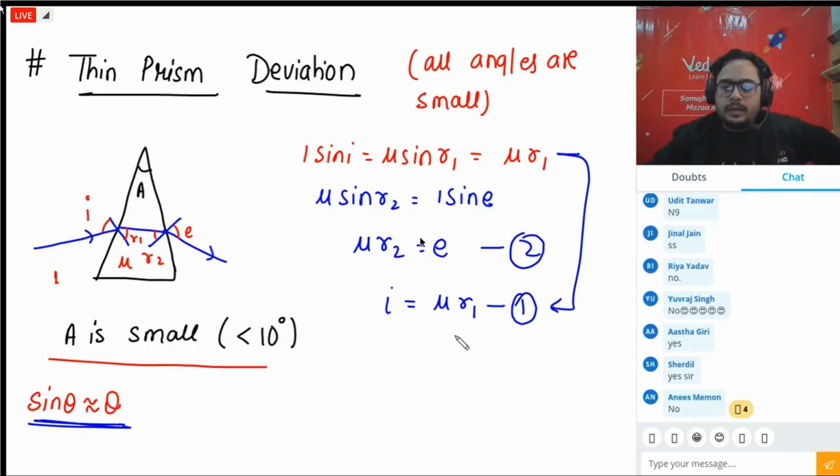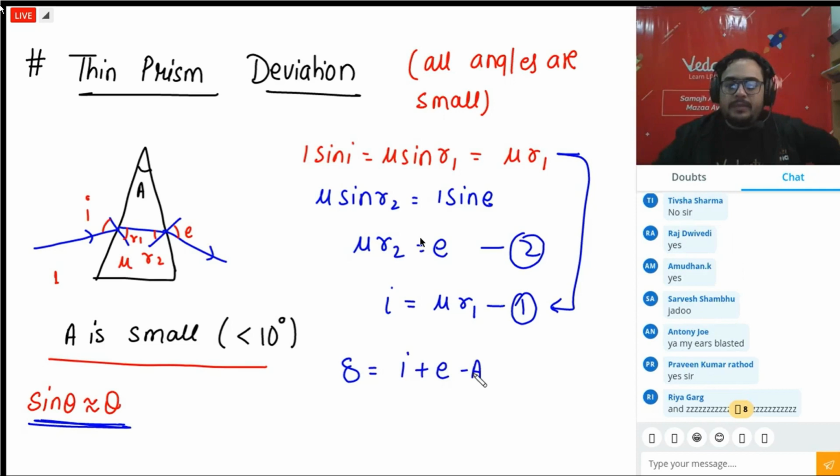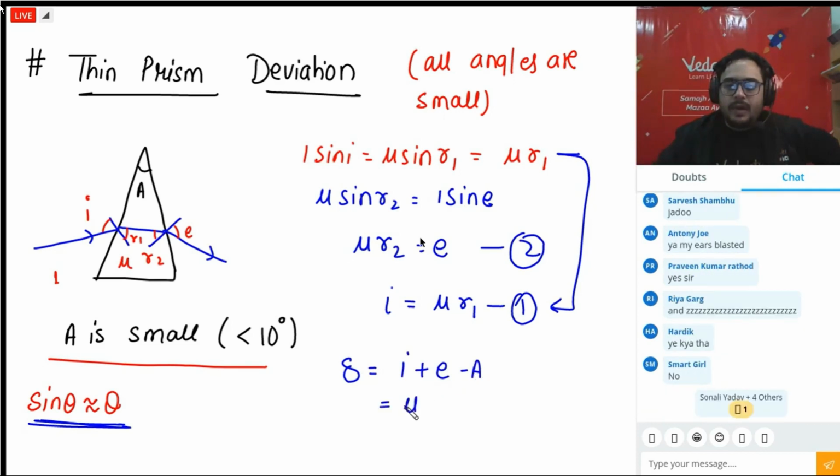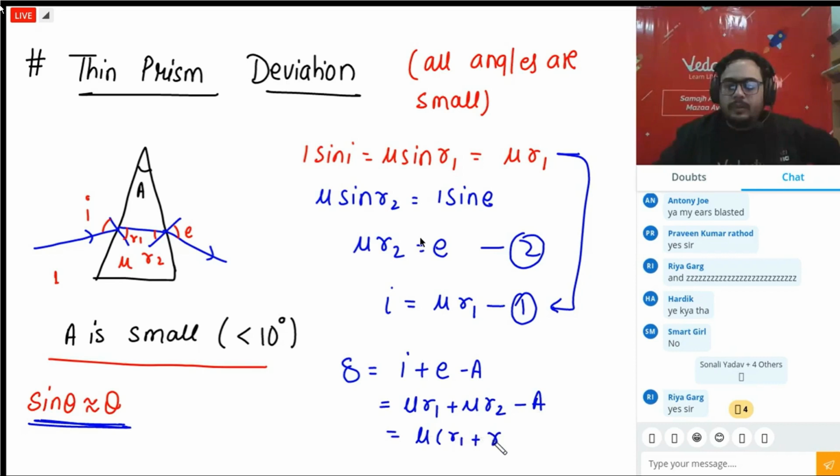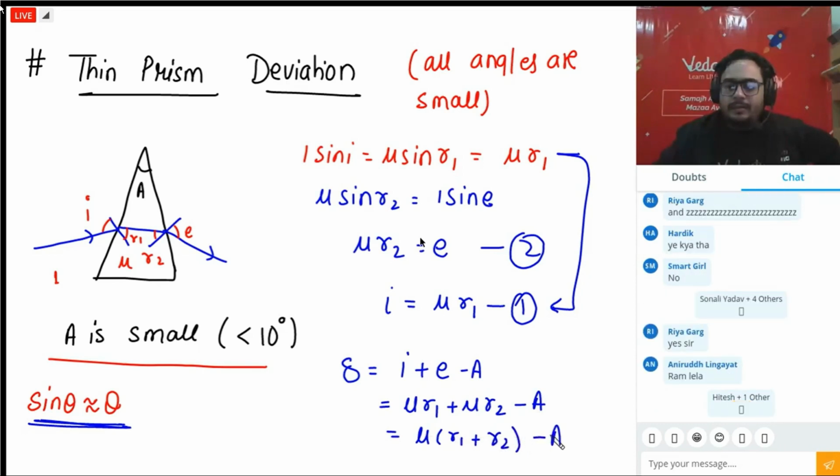Okay, let's go. So what will be delta? Quickly. I plus E minus A. So I can say I is mu R1 plus E is mu R2 minus A. So this is mu R1 plus R2, which is also A minus A. So delta for thin prism is mu minus 1 into A.